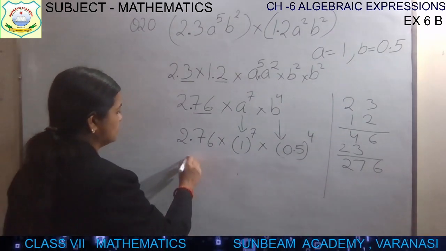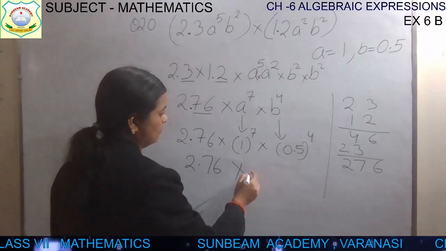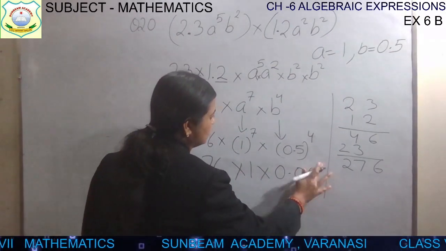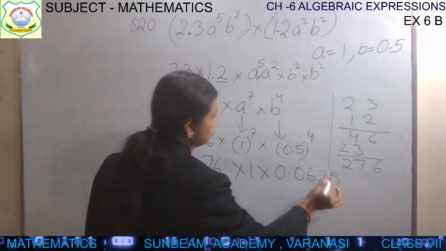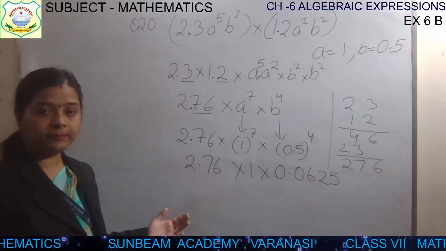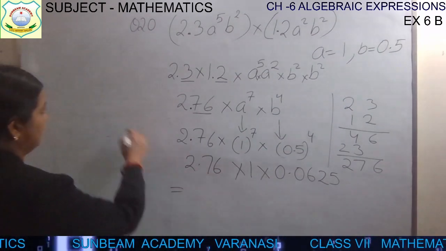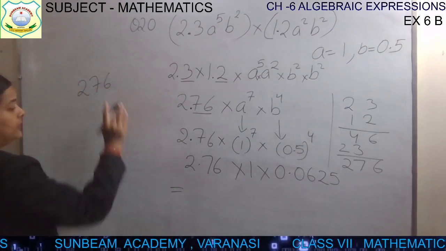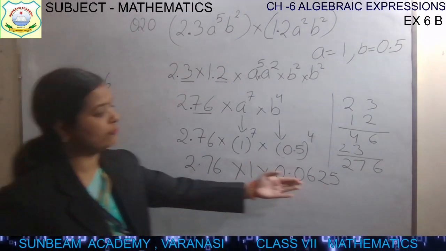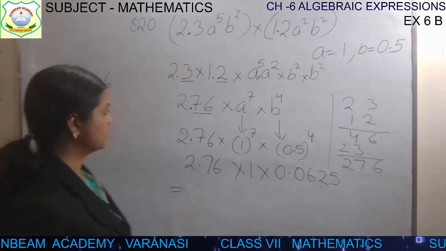0.0625. So this is 2.76 into 1 to the power 7, which will be 1 only, and into this is 0.0625, children. Okay, this will be the answer. Now when you multiply this, what will be the answer? After multiplying, take 276 and take 625 from here, only the number. Ignore these zeros. Okay, so 625.